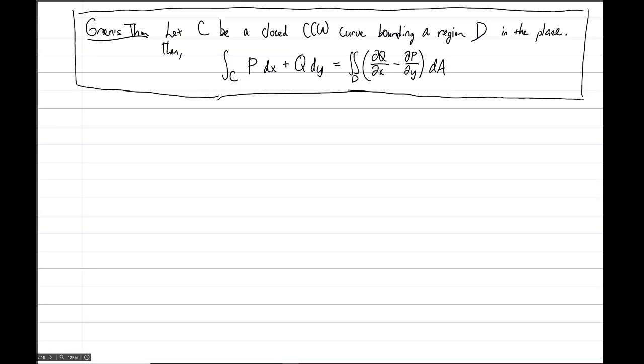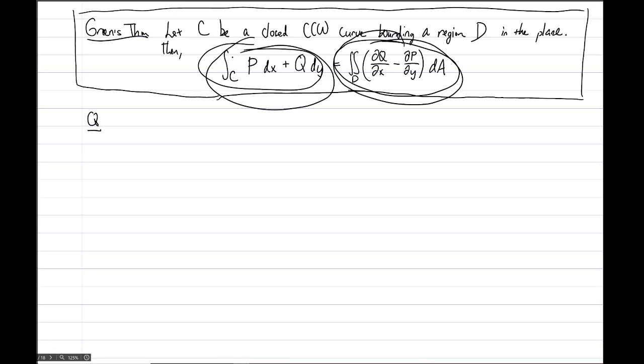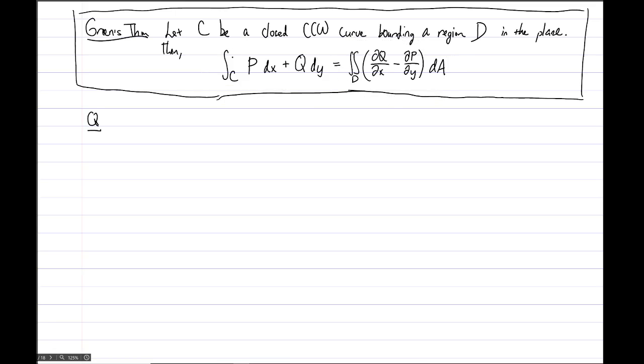Okay, let's take a look at an example of applying Green's theorem. Now, it goes both ways. You can turn a thing that looks like this into a thing that looks like that. You can turn a thing that looks like that into a thing that looks like this. But one thing at a time, right? So let's, as our first example problem, take a look at evaluating the line integral over C.